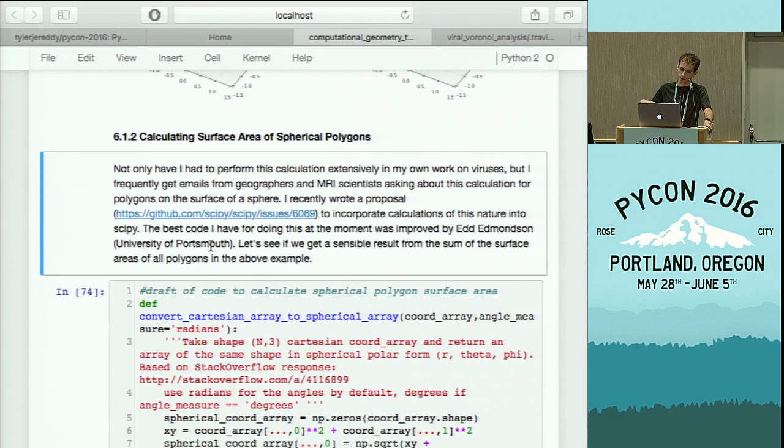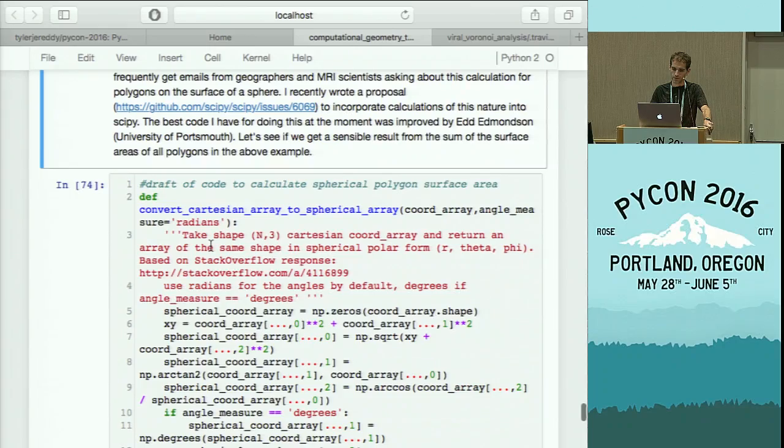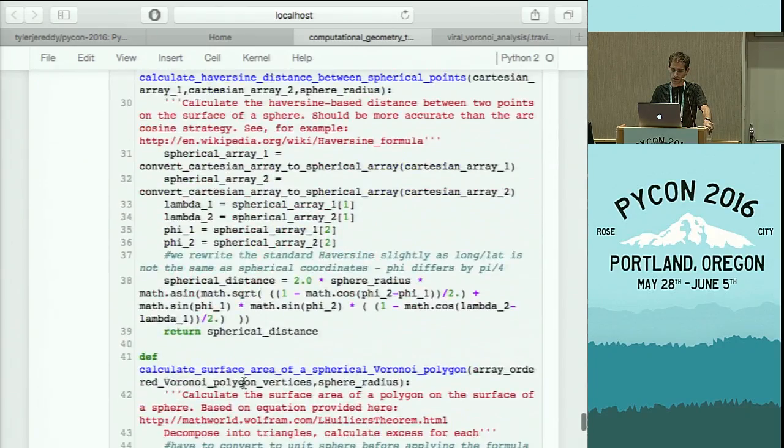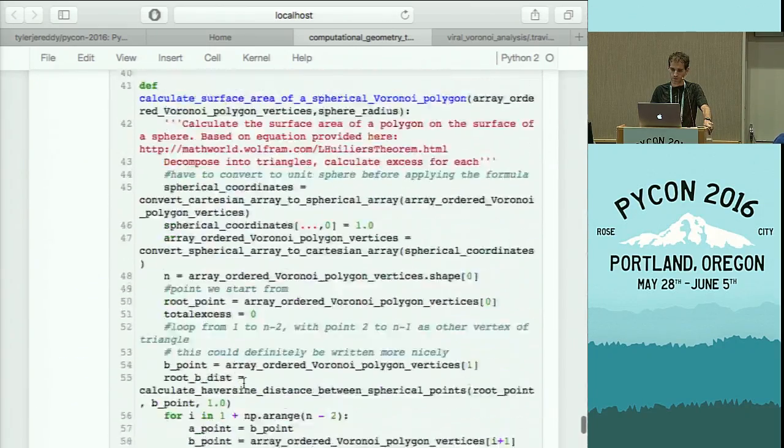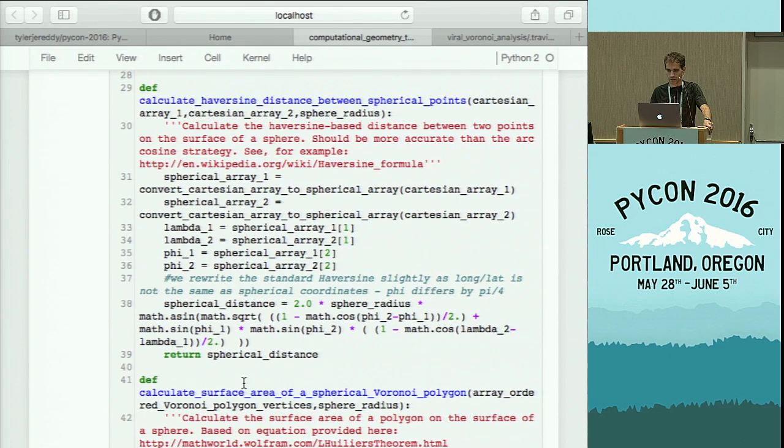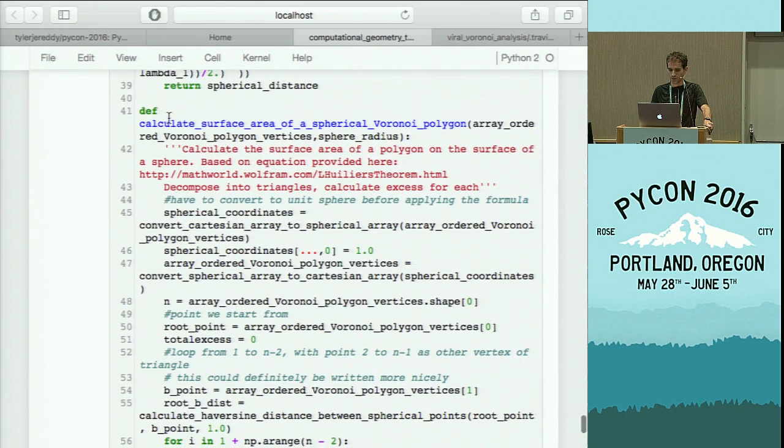So again, there's a lot of interest from scientists working in very different fields, but who also work on spherical objects. So it tends to work really well in a lot of cases, but there do seem to be issues in certain cases. And I've basically just pasted in a bunch of the test code that we've used. A lot of it's just for doing distance calculations on the surface of the sphere, so you have Haversine distance between different spherical points. But here's the main function.